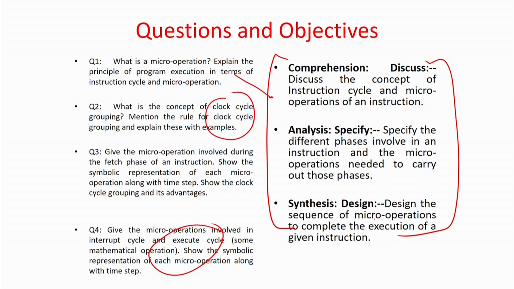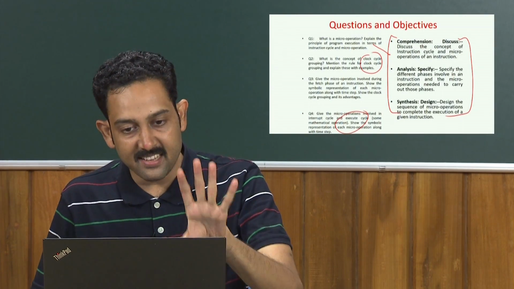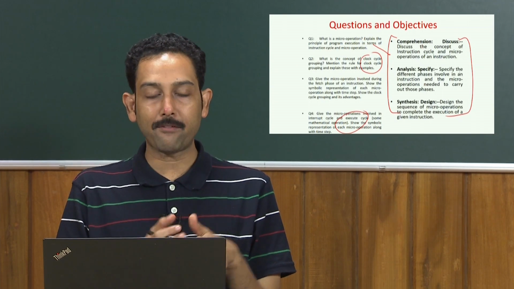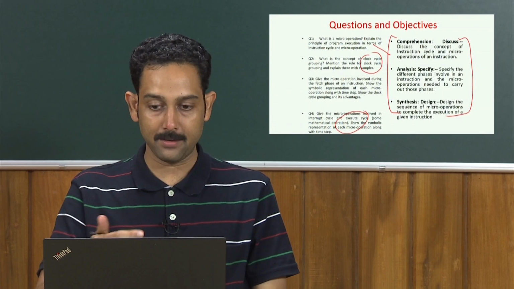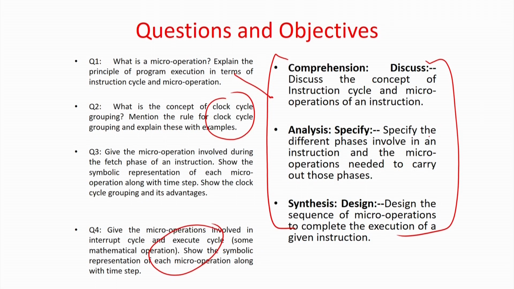The first one is the basic concept of micro instructions. The third and fourth questions tell you about the different phases of the instructions and what micro instructions are involved in them. So after discussing this unit, you should be able to solve the questions and hence satisfy the objectives. Whenever we try to optimize the sequence, the concept of clock grouping comes in. With this we come to the end of the first unit.